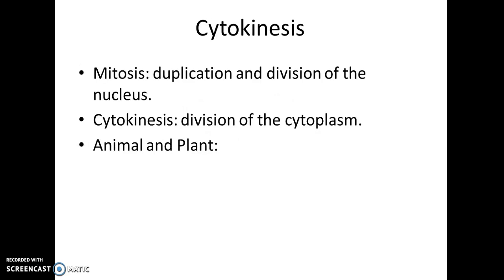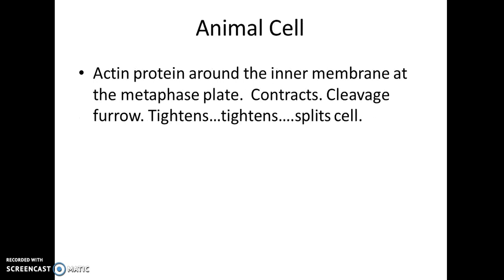Cytokinesis is the division of the cytoplasm. There are two types of cells, animal and plant cells, that divide, and they divide differently. So how does each one go through cytokinesis?